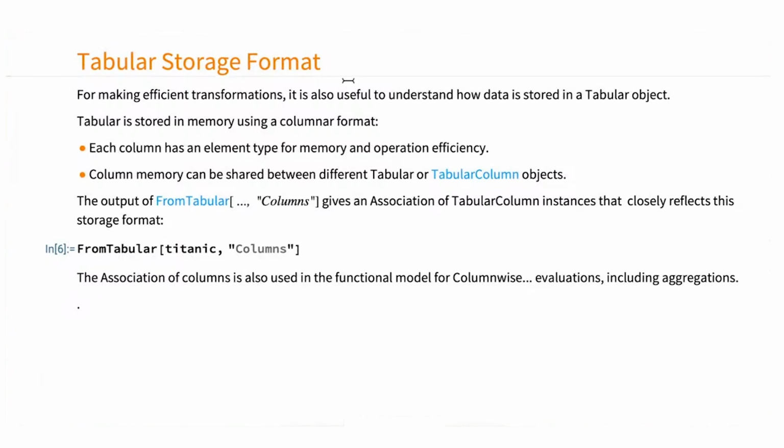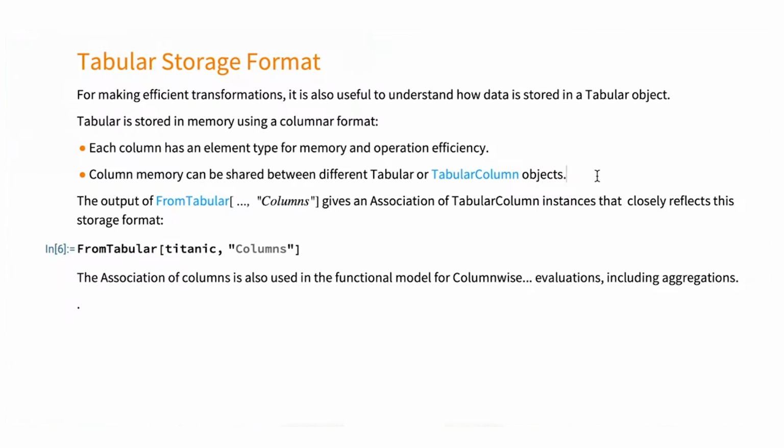One more thing to talk about is the actual storage format. For making efficient transformations, it helps to understand how the data is stored. Tabular is stored in memory using a columnar format, as Jose showed. Each column has an element type, both for memory and operational efficiency. The column memory can be shared between different tabular column objects. So a tabular object itself is immutable, and a tabular column itself is immutable, but a tabular column can be shared amongst any number of tabulars.